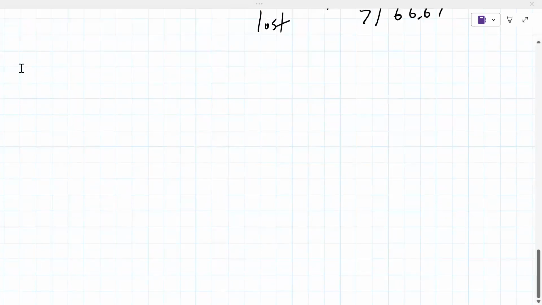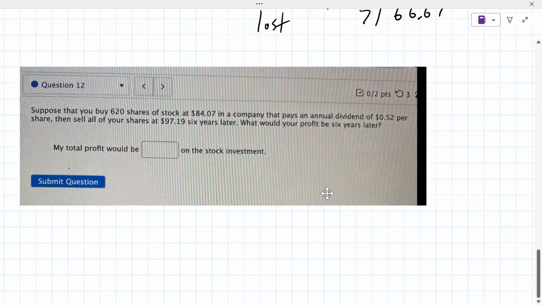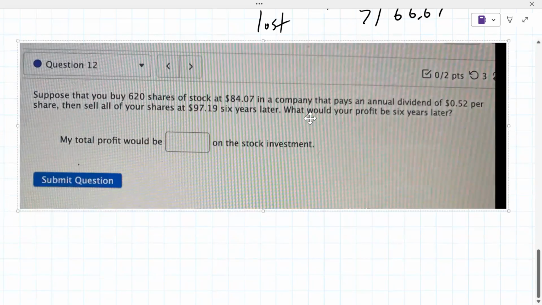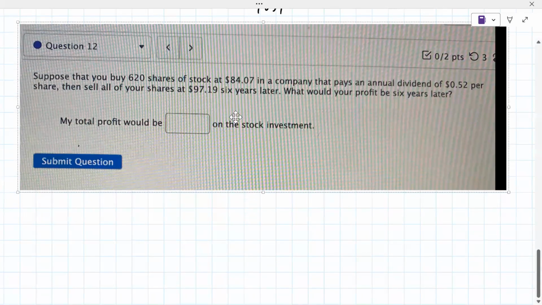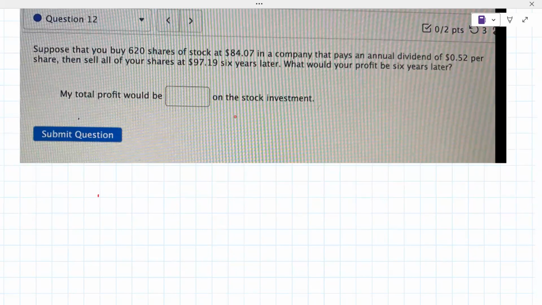This is their first year of introducing stocks and taxes, so it's definitely different. So suppose that you buy 620 shares of stock at $84.07 and it pays an annual dividend of 52 cents per share. Then you sell your shares at $97.90 6 years later. What would your profit be 6 years later? So it's a scenario. Let's go through this way. So you pay 620 times 84.07 upfront.